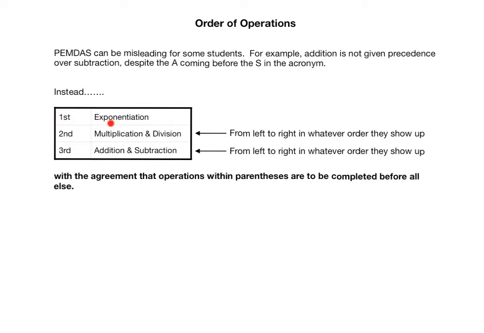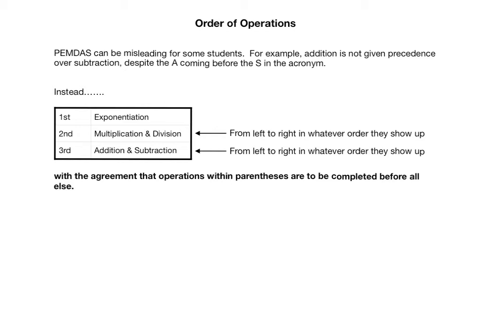First thing that must be done is exponentiation. Second thing that must be done is multiplication and division. They're on the same tier, and you do them in general from left to right in whatever order they show up. So you don't just do the multiplication first. You do whatever shows up from left to right in the expression. The third and final tier of the order of operations contains addition and subtraction. So you do them last amongst all of these operations, and between those two, you do them from left to right in whatever order they show up in the expression.